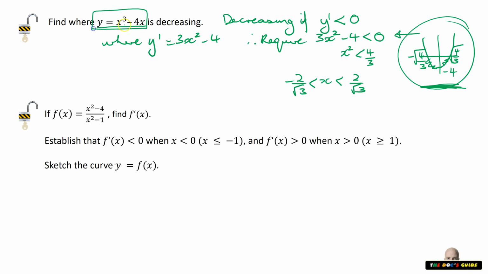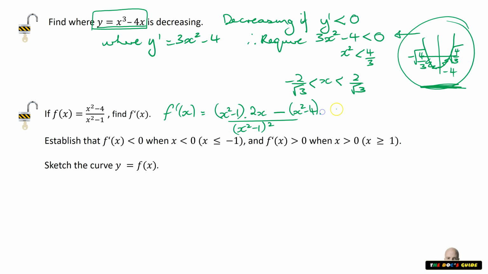So let's have a look at our next example. So the first part says find f dash of x. So we can see that we've got a quotient here. So f dash of x is going to be found by the quotient rule, which means that we take the bottom, put it down the bottom and square it. Then we put it up the top. Then we multiply by the differential of the top, which will be 2x, minus, put down the top, and multiply by the differential of the bottom, which will be 2x.